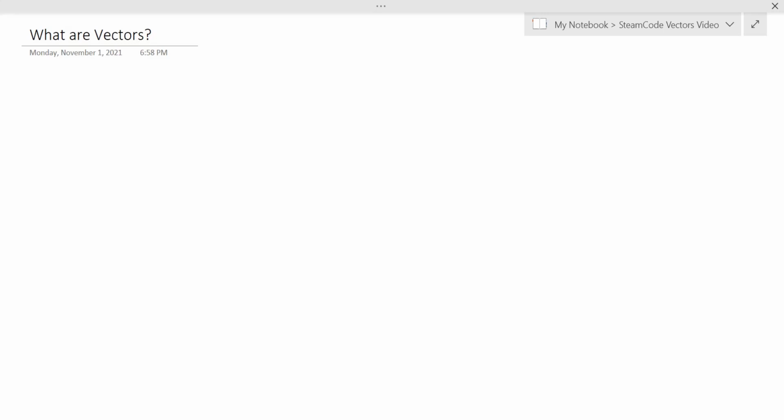In this video we'll be discussing vectors. So what are vectors? Vectors are objects that have both a magnitude or a length and a direction. So let's look at this visually. We'll represent a vector by an arrow.